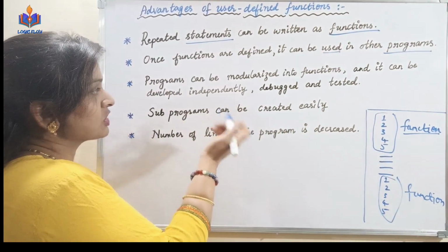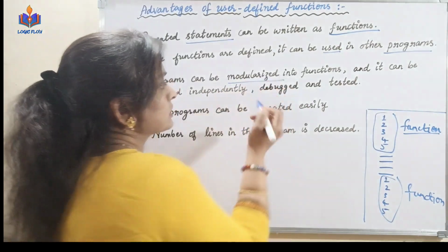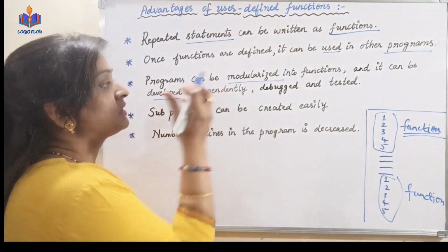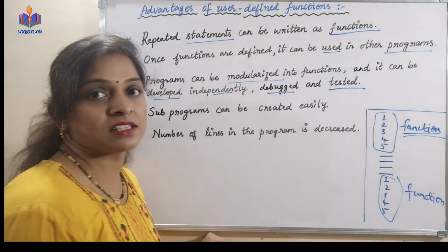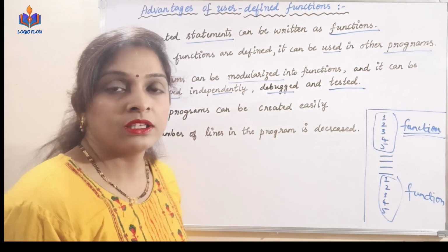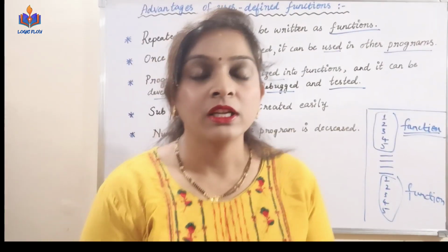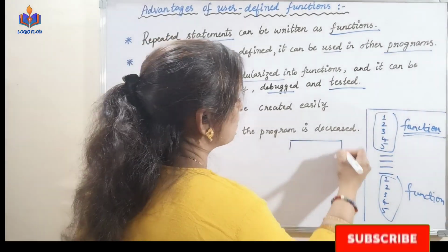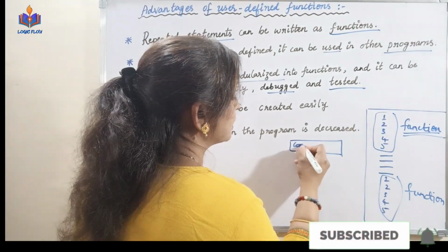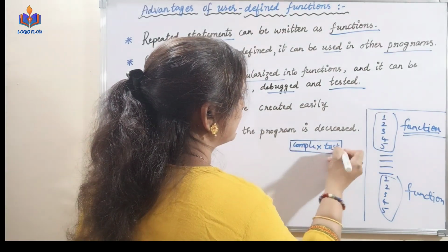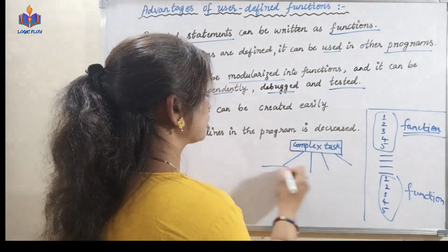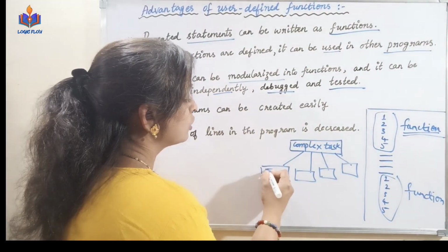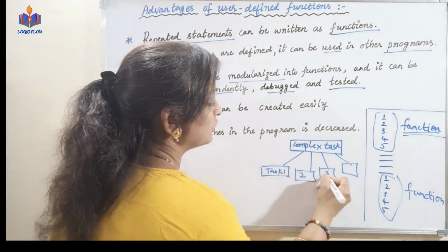Next, this process we call as modularizing the program. Modularize means we create blocks of statements as functions, and they can be developed independently, debugged independently and tested independently. So once I have the function concept, a complex task, a very big task, gets divided into n number of simple, small tasks. So I can modularize the complete task into small tasks, say task 1, 2, 3 and 4.